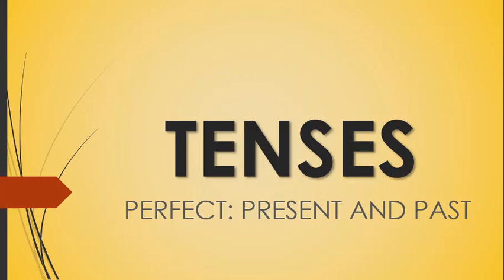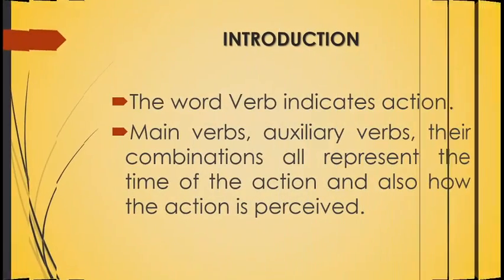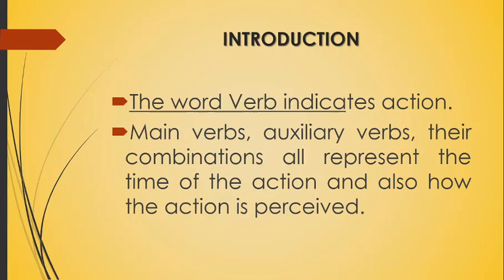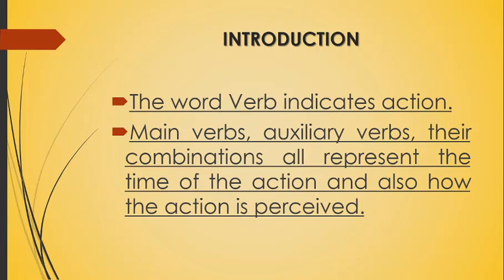But before we start with all that, let's revise what we have learned till now. That is, the function of verbs, what is tense, and what are aspects. So, if you remember, the word verb indicates action. Main verbs, auxiliary verbs, their combinations, they all represent the time of the action and also how the action is perceived.